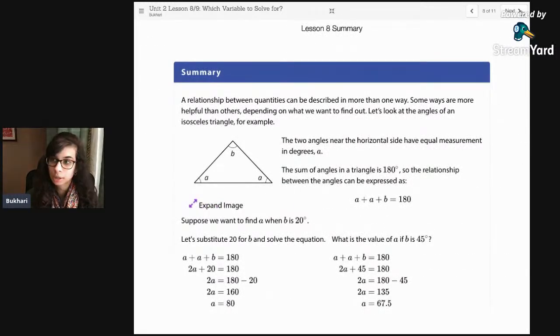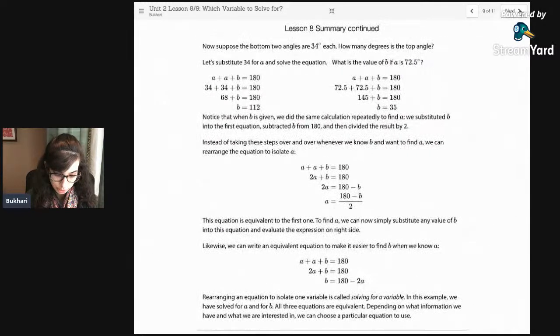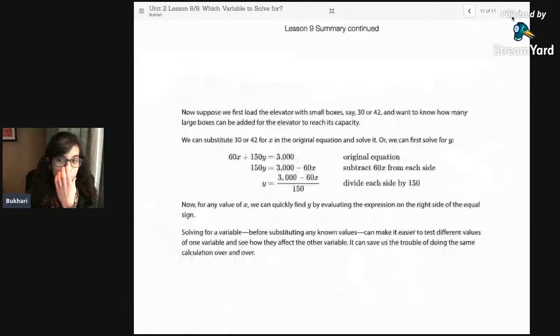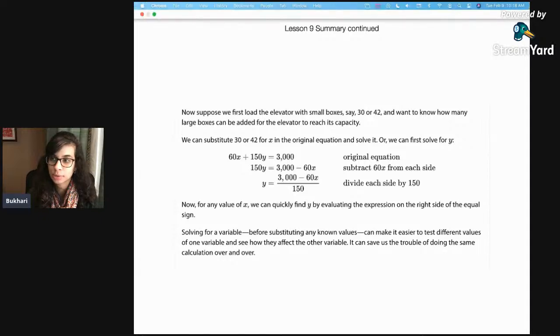And we end up with our lesson summary here, going over the relationship between quantities. Here it gives you angles. Further along in lesson 9, it talks about the relationship between an elevator and pounds. Take a look at the walkthrough here. What are you doing to the original equation to isolate your variable? Think about opposite operations. If I'm multiplying by something, what is the opposite of that? If I'm adding something, what is the opposite of that? And so we'll be using this as we move forward in lesson 10 and beyond. And so I will see you there.